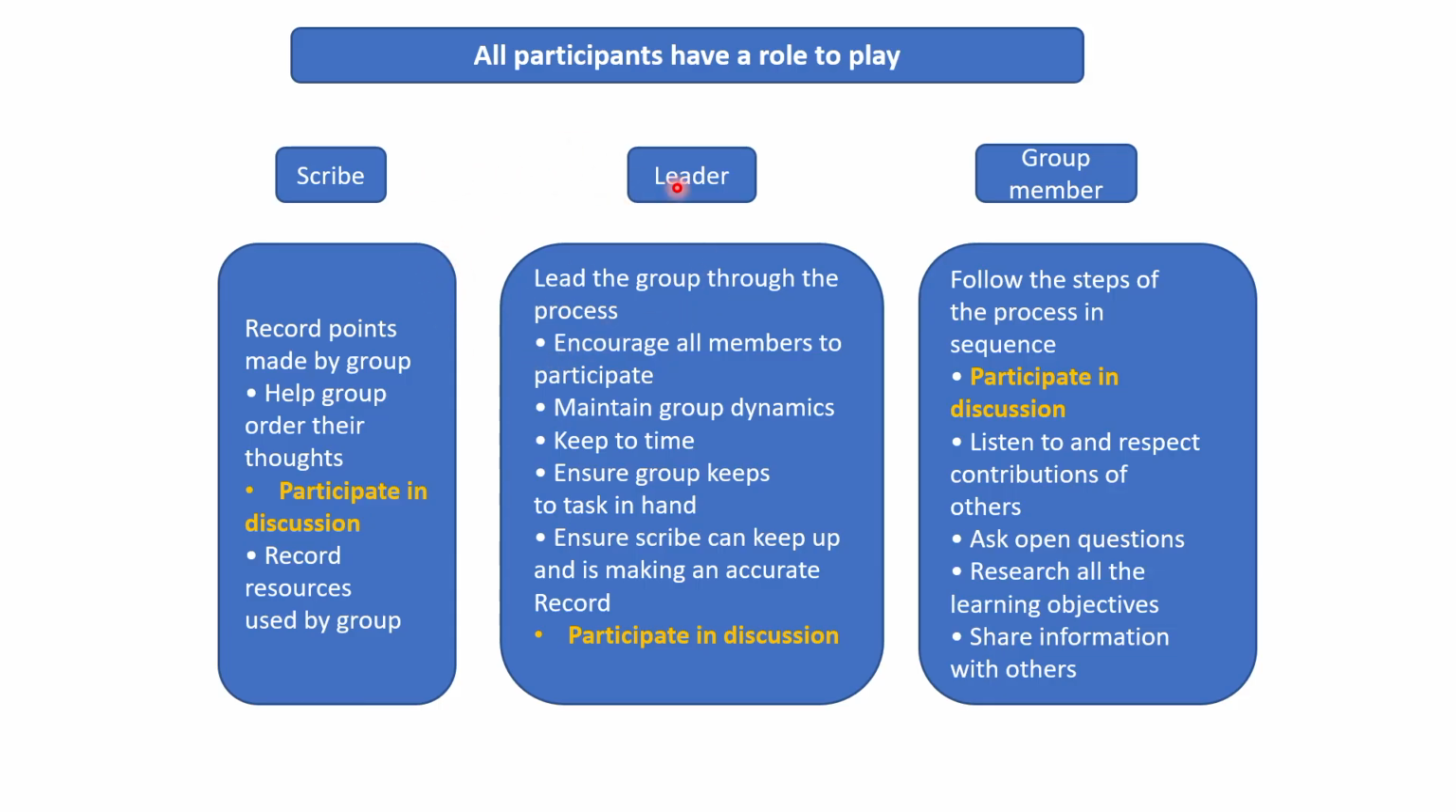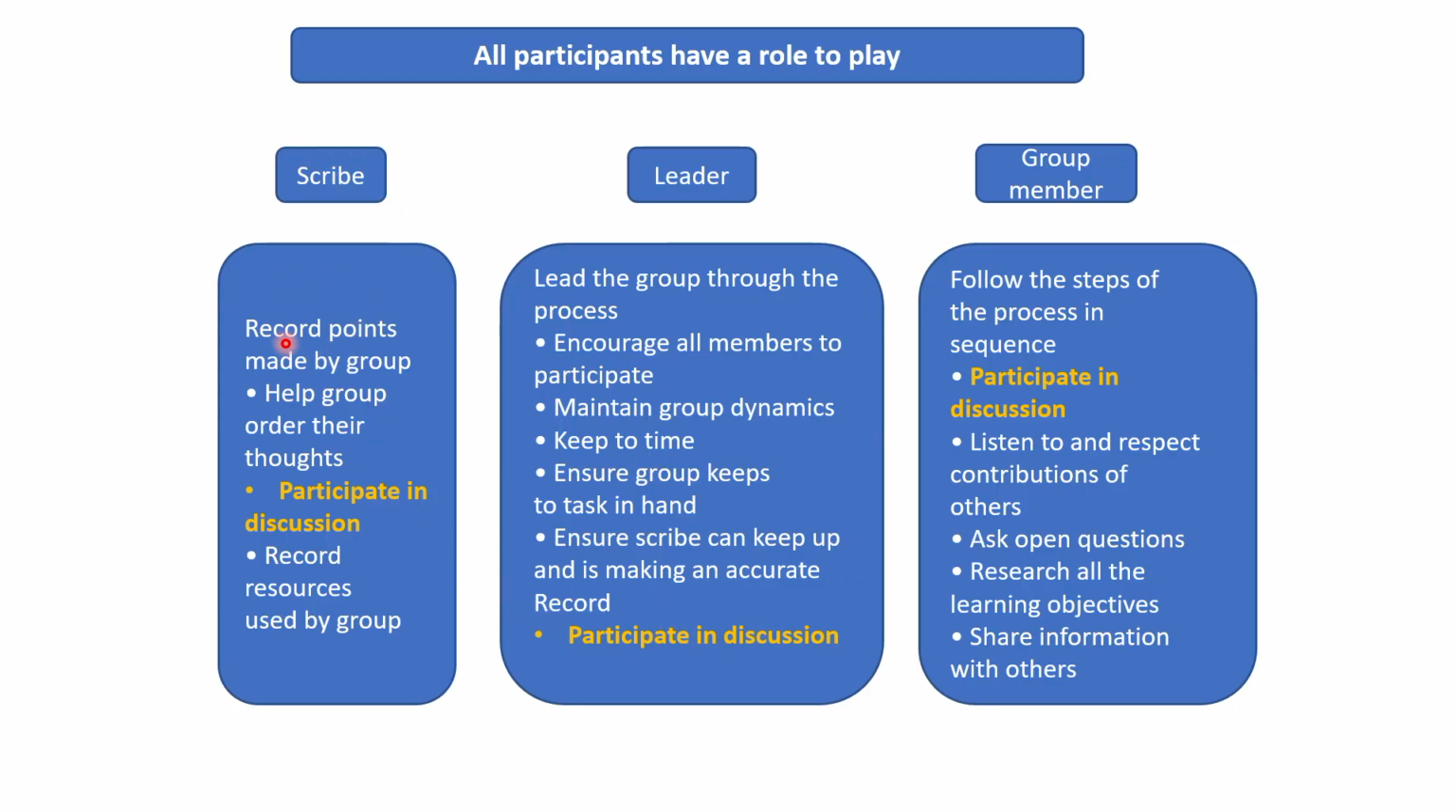Students are divided into three categories. The leader, who should lead the group throughout the discussion in the two sessions, encourage all members to participate, maintain group dynamics, keep to time, ensure the group keeps to the task in hand, ensure the scribe can keep up and make an accurate record, and also participate in the discussion.